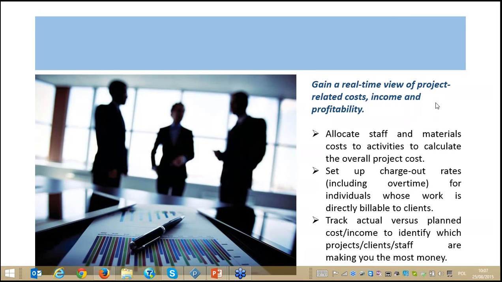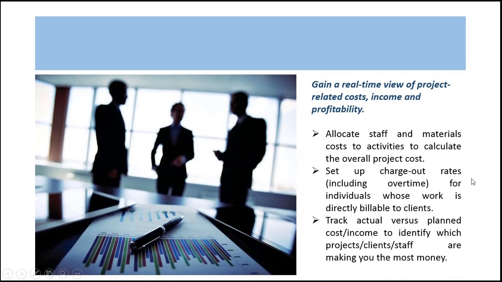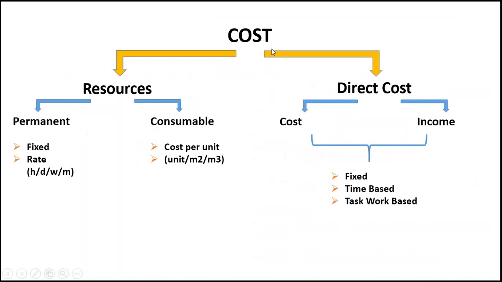Okay, so welcome to our Asta Powerproject cost management webinar. In Asta Powerproject, we can have the cost in two ways. Either we are assigning the resources to the activities, and the resources can be permanent or consumable resources. For permanent resources, we are giving a rate or a fixed cost, and for the consumable it is a cost per unit. And in this way, we are getting cost.